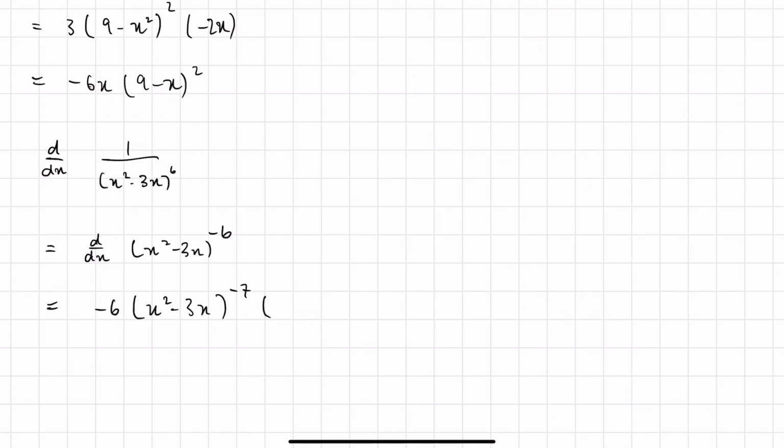And then if you differentiate what's inside, you get 2x minus 3. Then it's always good practice to bring the form back to the way the question gave it to us. So in this case, make everything positive indices. So I'm going to say -6, 2x minus 3 over x squared minus 3 x to the power of 7. And that's the answer for that question.